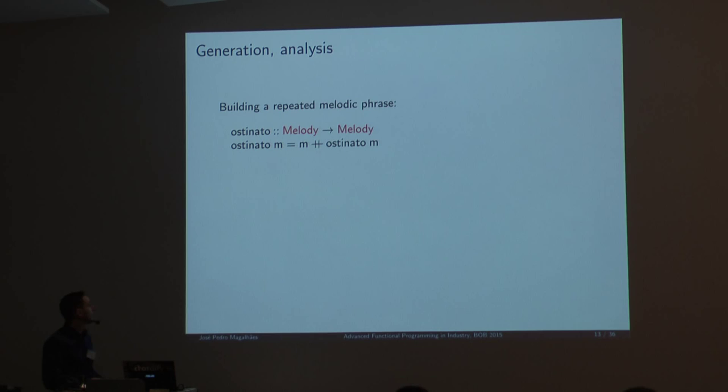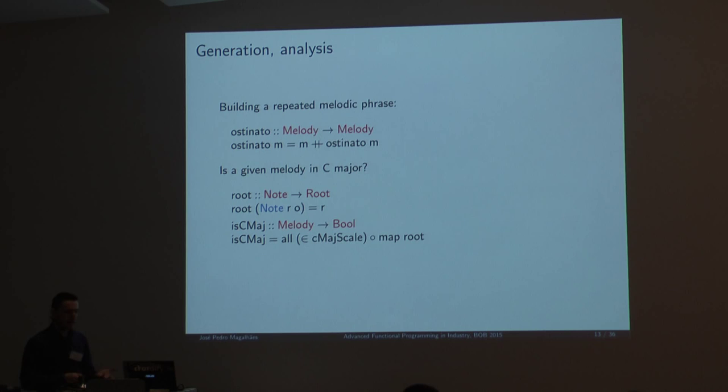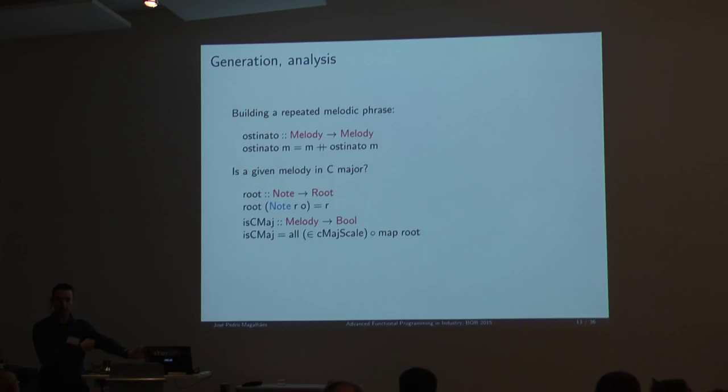Then we can do analysis of melodies. For example, we can check if a given melody is in C major. We say that a melody is in C major if all of the notes in this melody are elements of a C major scale. How do we do that? Well, we do a composition of functions.